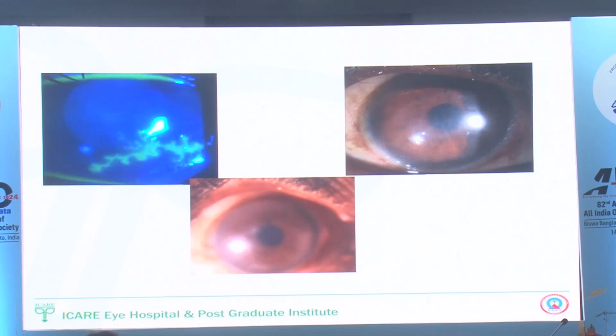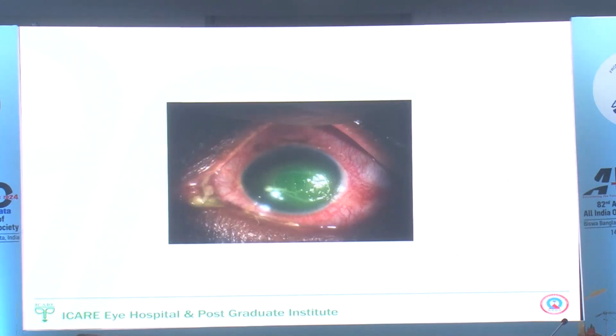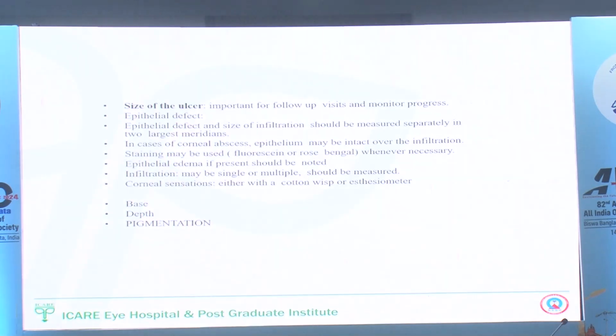Here you can see a dendritic ulcer. Here you can see a disciform ulcer. Here also you can see corneal edema. These cannot be mistaken for anything else other than viral keratitis. Neurotrophic ulcer, you can see oval shape of the ulcer, heaped up margins, and decreased sensations. The size of the ulcer is also important for follow-up and monitoring progress.